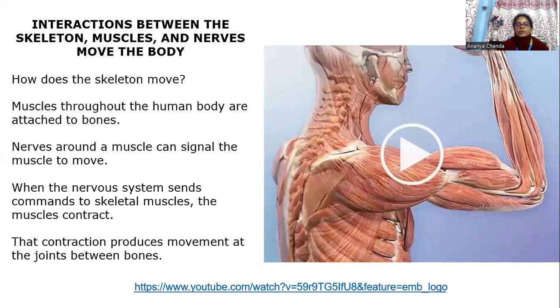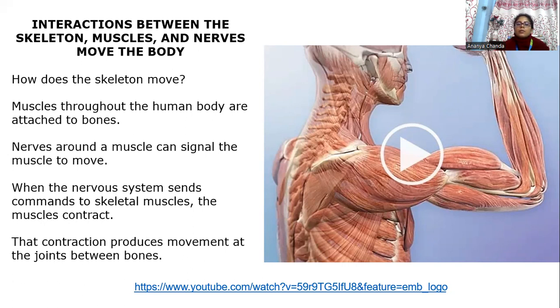Then comes the interactions between the skeleton, muscles, and nerves, which move the body. So how does the skeleton move? It is actually helped by which structure? The muscles. So these muscles throughout the human body are attached to the bone.